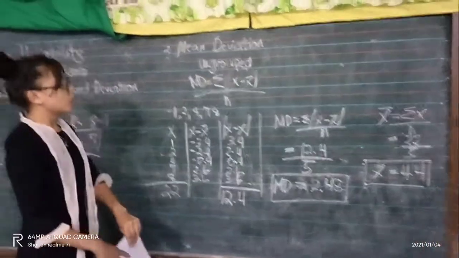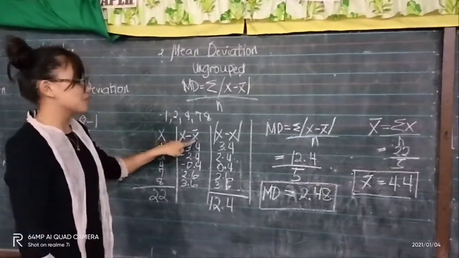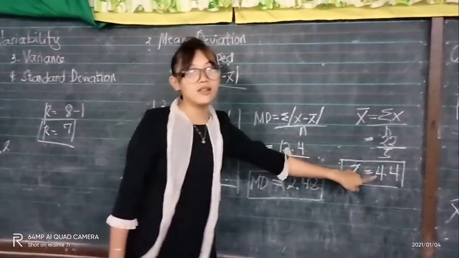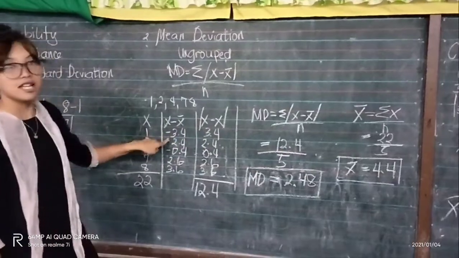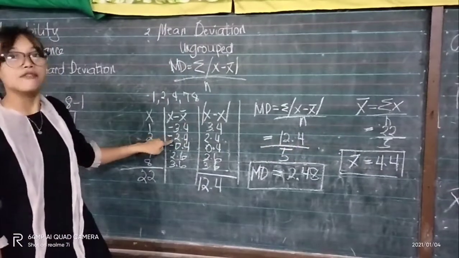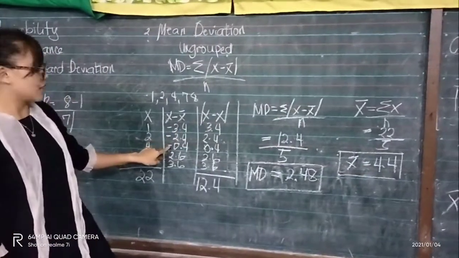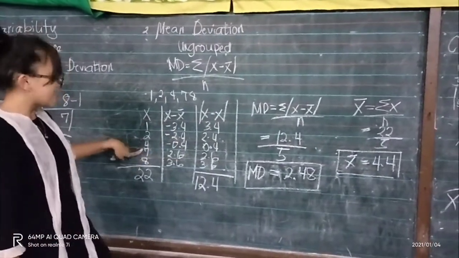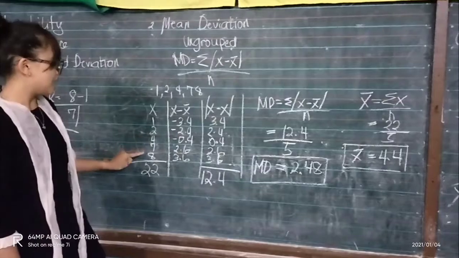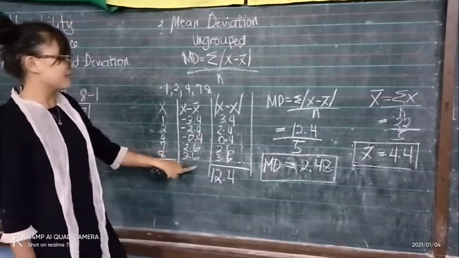Now we're going to proceed to the second column, x minus mean. Our x is 1, and 1 minus mean, which is 4.4, is negative 3.4. 2 minus 4.4 is negative 2.4. 4 minus 4.4 is negative 0.4, of course. And 7 minus 4.4 is positive 2.6. And 8 minus 4.4 is positive 3.6.